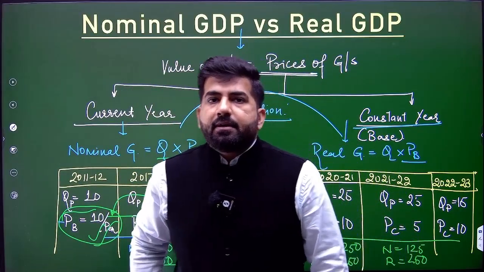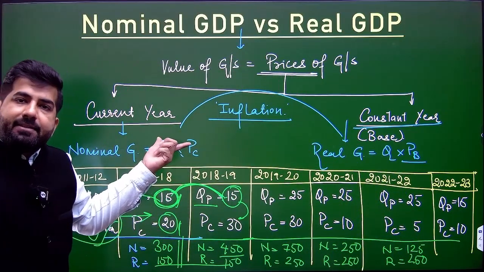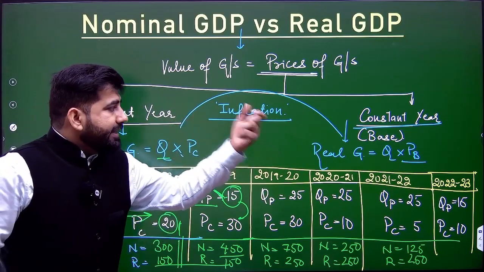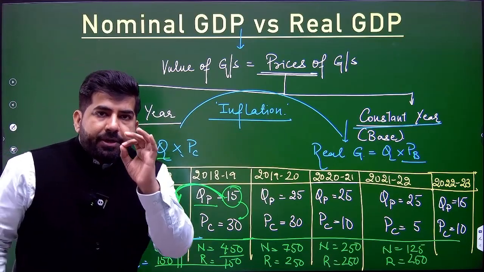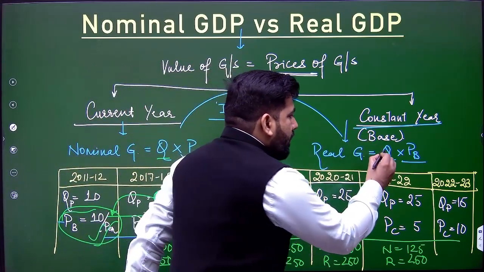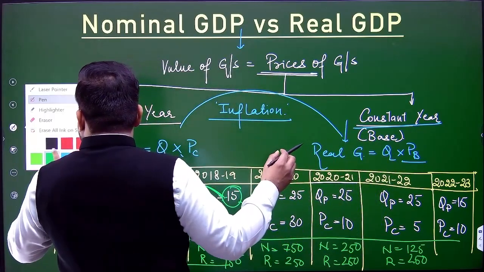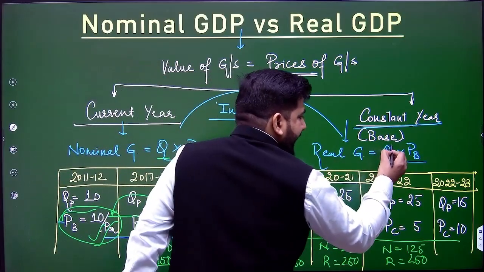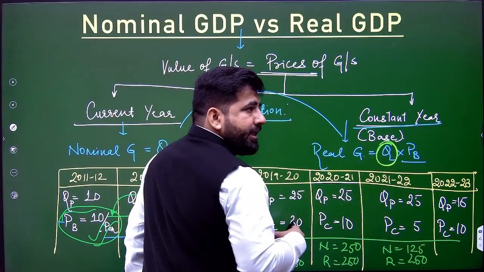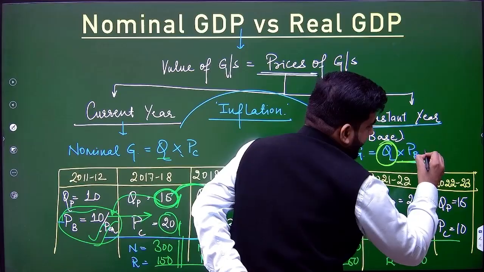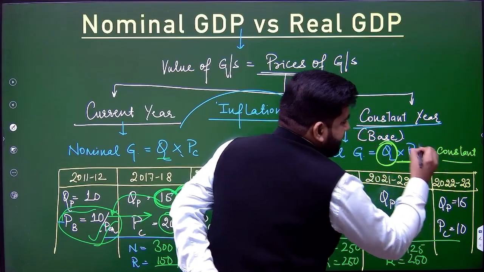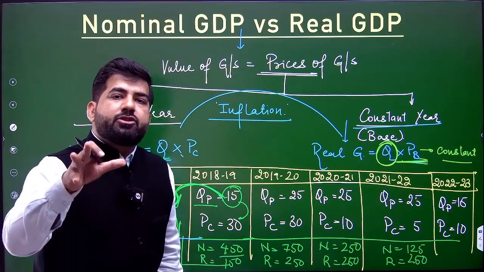So, sir, I can say this directly from this formula itself, from this understanding itself. Sir, real GDP will change only and only if there is a change in the quantity, because the prices of the base year are constant. It is not variable. So when the prices of the base year are constant, it is not variable.